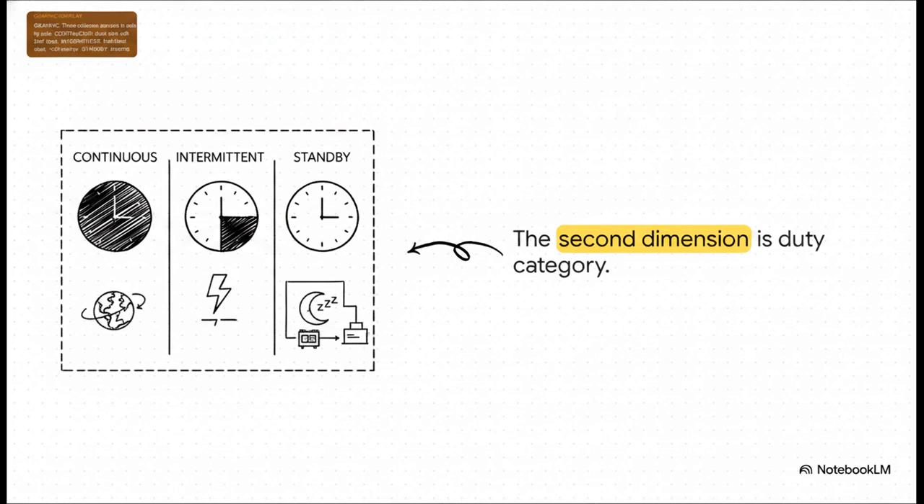Now, the second critical dimension is the duty category. Within those criticality levels we just talked about, we have to classify each load by how often it's actually running. Is it continuous, meaning it's humming along 24/7? Is it intermittent, maybe running less than 30 minutes an hour? Or is it standby, literally just sitting there waiting for another system to fail?